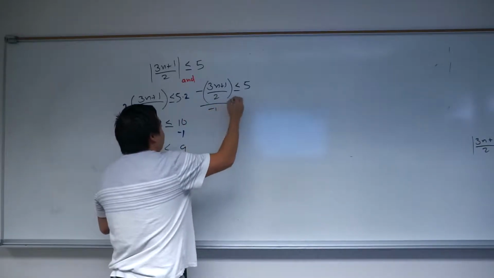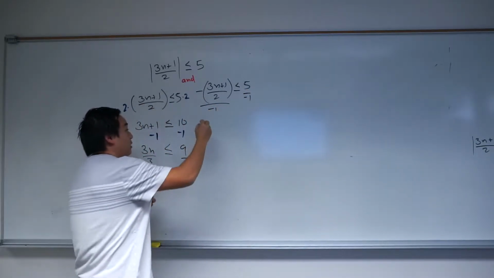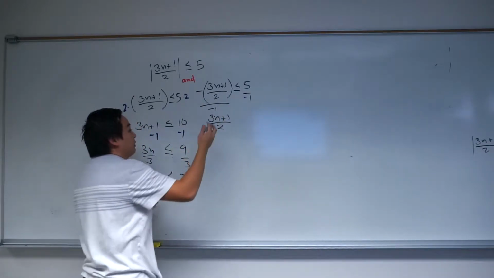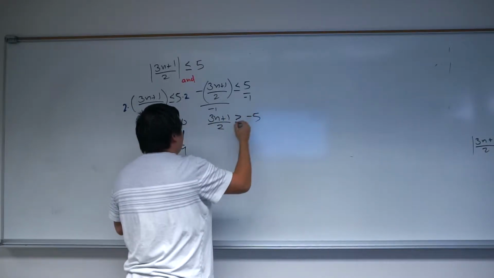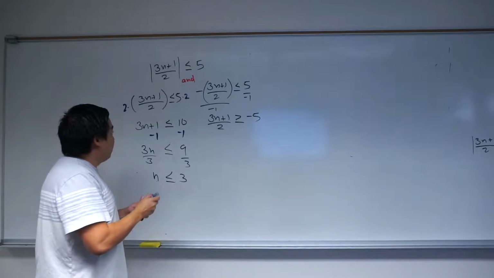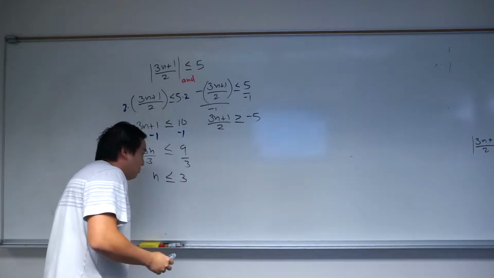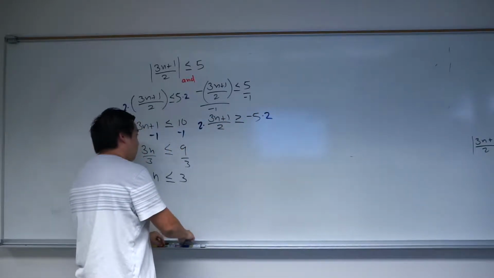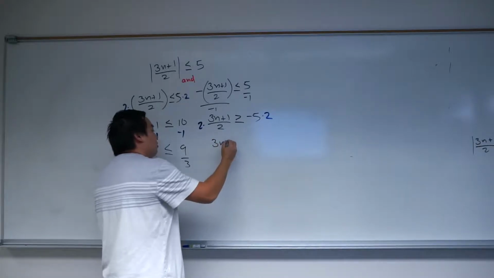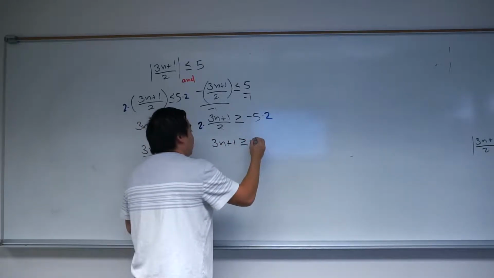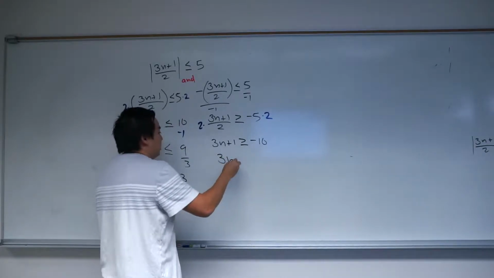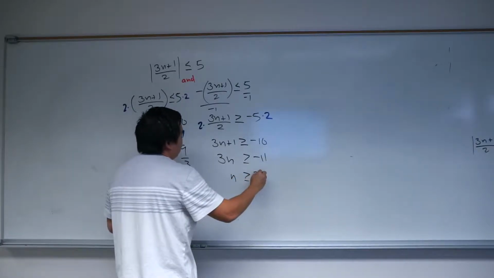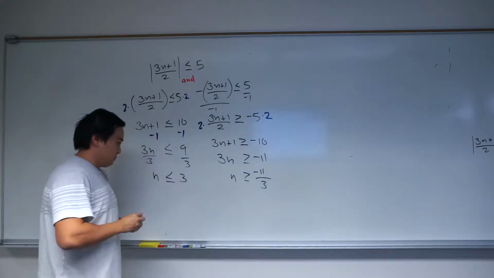This one, if you divide through by this -1 right in the beginning, we have 3n plus 1 over 2. Now that we divided by a negative, we flip it. Multiply both sides by 2 again. So we get 3n plus 1 greater than or equal to negative 10. So 3n is greater than or equal to negative 11, and dividing by 3, n is greater than or equal to negative 11 over 3.